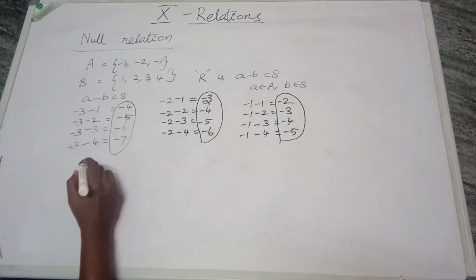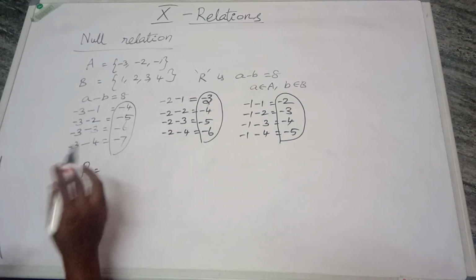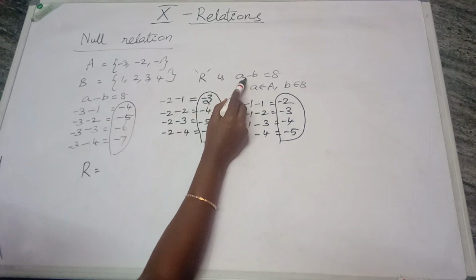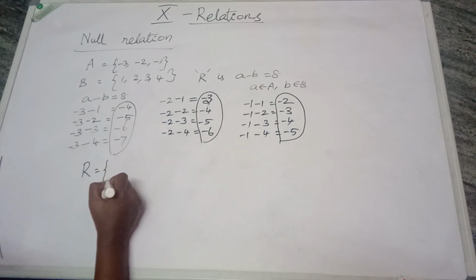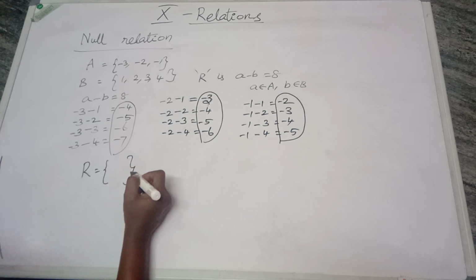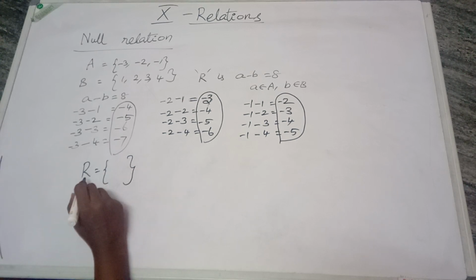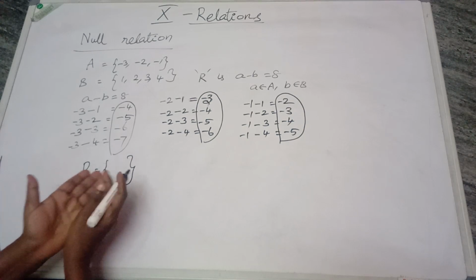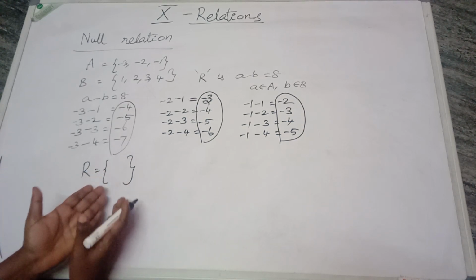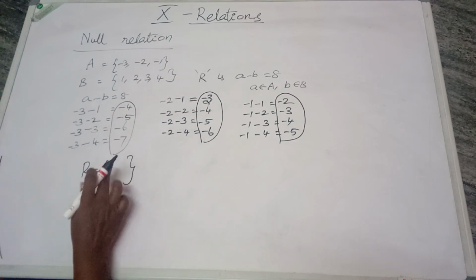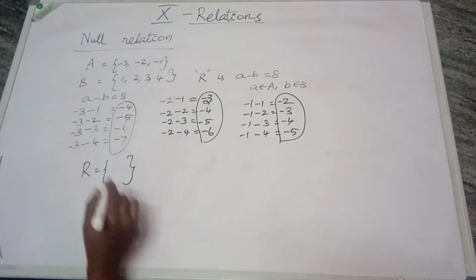So in the set of relation there is no pair satisfying the relation A minus B equal to 8. Since there is no such pair, we can say the set of relation is an empty set. A relation which contains no element is called a null relation.